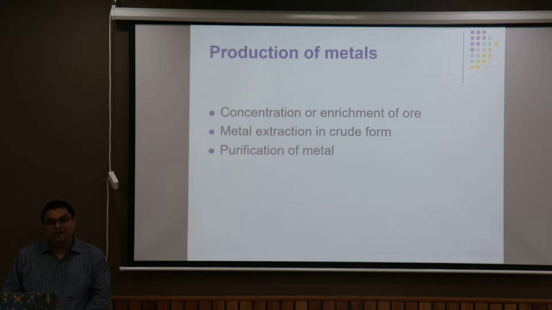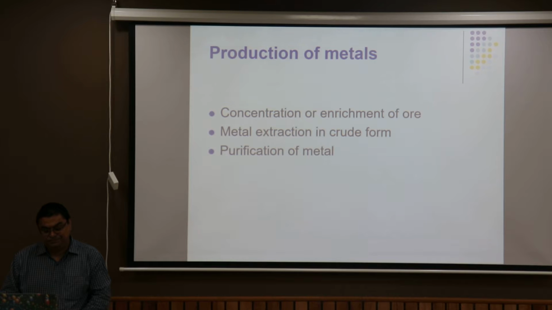Production of metals generally involves three basic steps, of which the first step is the enrichment or concentration of the ore, which is alternatively known as beneficiation. Metal extraction in the crude form is the second step, that involves first oxidation of the metal ore and subsequent reduction, and the final step involves purification of the metal. Now we will discuss these three basic steps in detail.